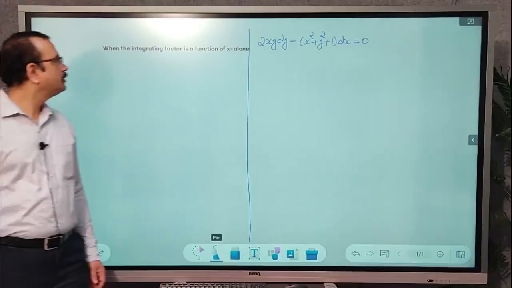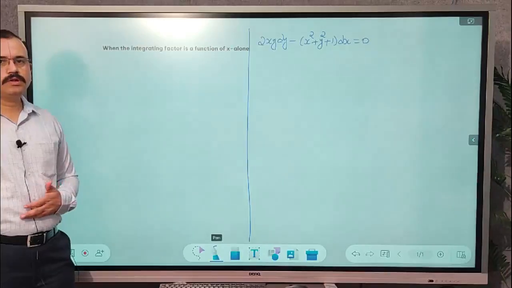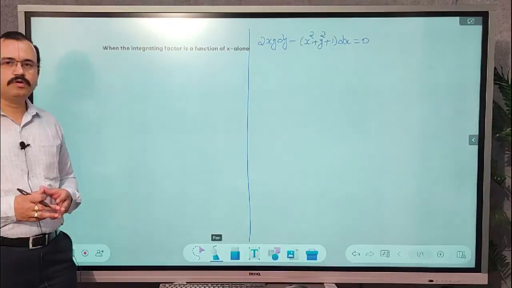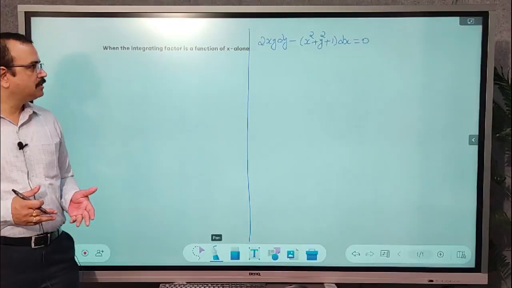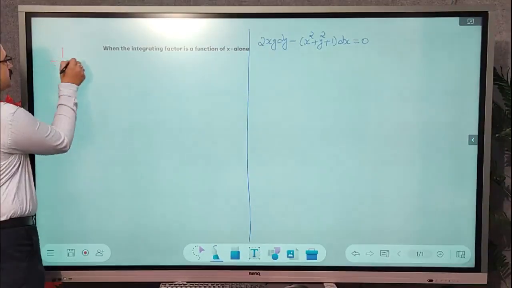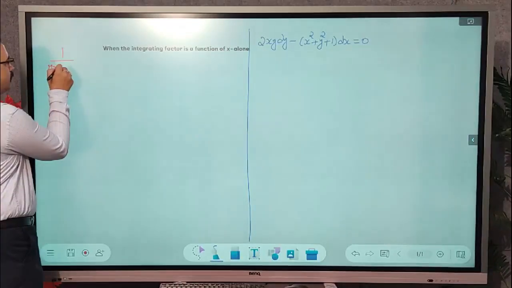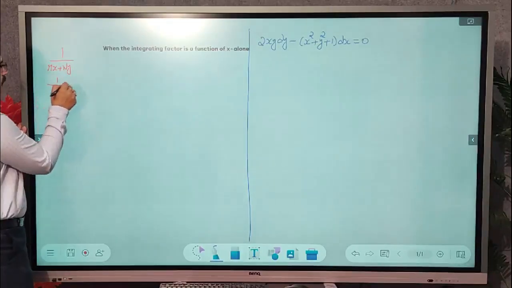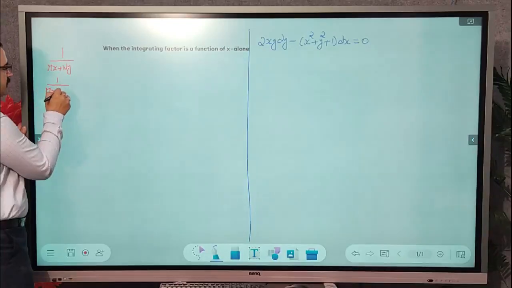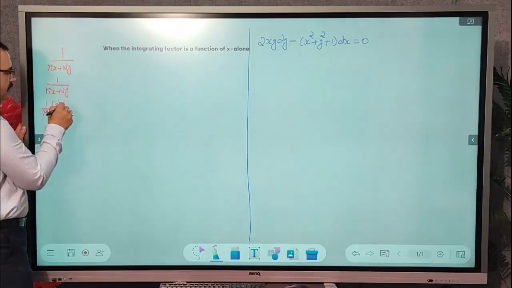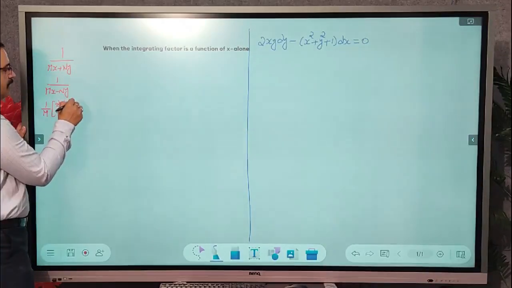Welcome one and all. Today we will see how to convert a non-exact differential equation into an exact differential equation. In the previous sessions we have discussed some methods where we can convert a non-exact DE into an exact one. One is where the integrating factor is of the form 1 by Mx plus Ny. Another form is 1 by Mx minus Ny, and one more is 1 by M into the integral of dou N by dou x minus dou M by dou y.